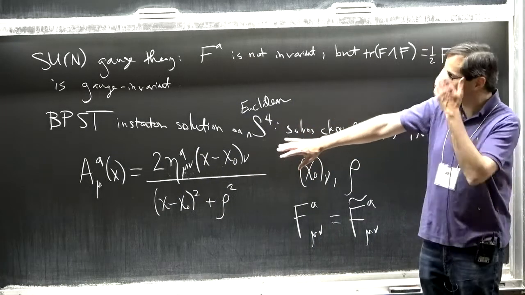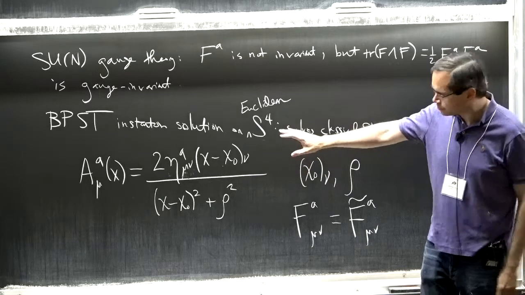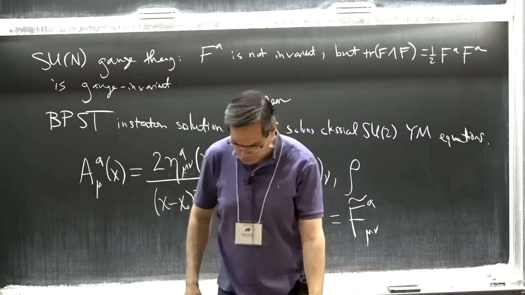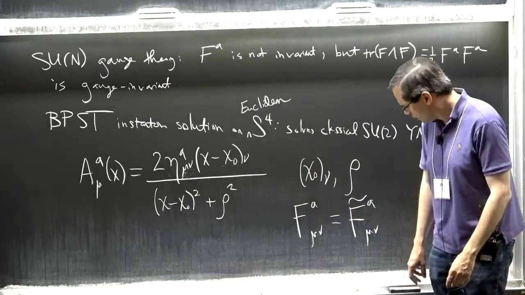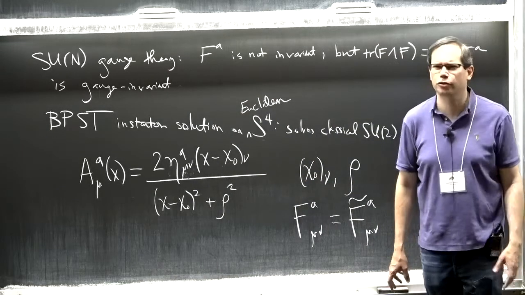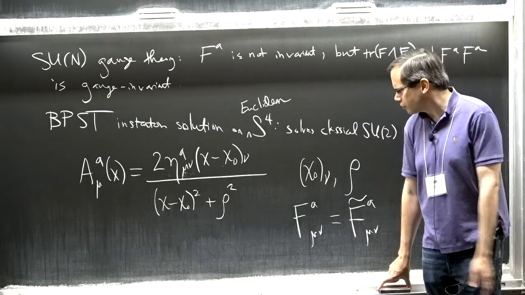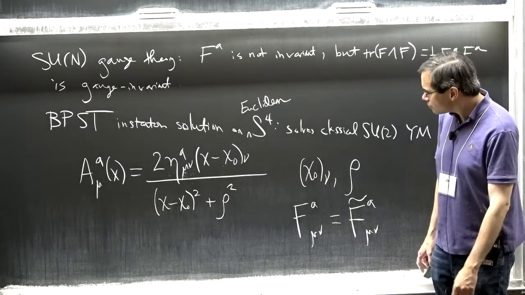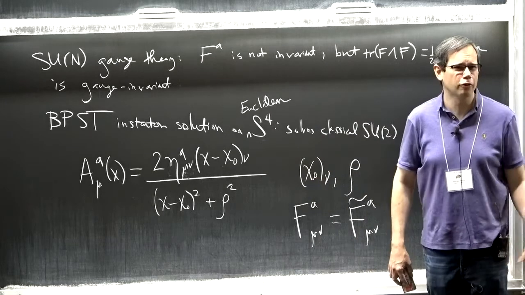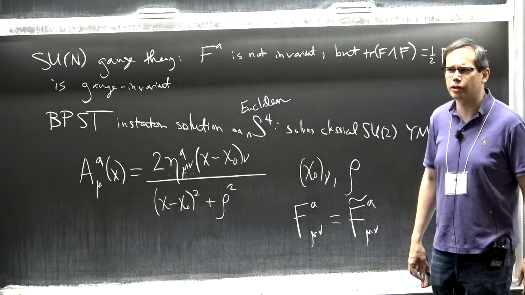You can read about this solution in many places. There's a textbook by Misha Shifman called Advanced Quantum Field Theory that talks a lot about instantons. There's a book by Erick Weinberg called Classical Solutions in Quantum Field Theory that also talks about instantons. Both of those books also talk about monopoles. So I would recommend them for things that I'm skipping over here. You can go read more about them in places like that.